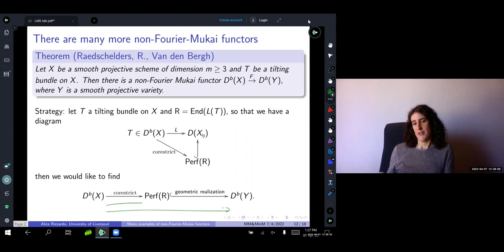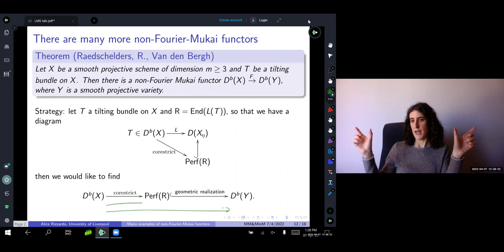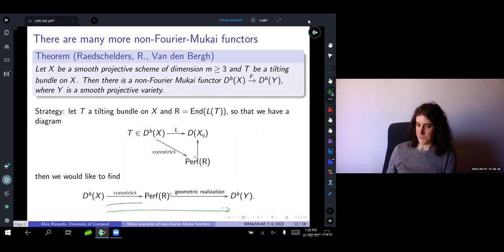And notice that there's a bunch of results, in particular by Efimov, about geometric realizations for algebras. R is not going to be an algebra in general. Actually, it's never going to be an algebra. It's going to be an A infinity algebra, because remember, in D of X_eta we have this extra sort of morphisms in very negative degree.